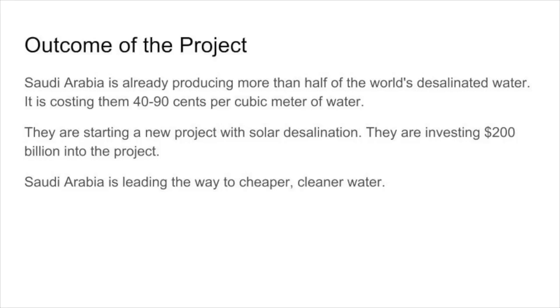The outcome of the project. Saudi Arabia is already producing more than half of the world's desalinated water. It is costing them 40 to 90 cents per cubic meter of water. But they are starting a new project with solar desalination. They are investing $200 billion into the project. Saudi Arabia is leading the way to cheaper, cleaner water.